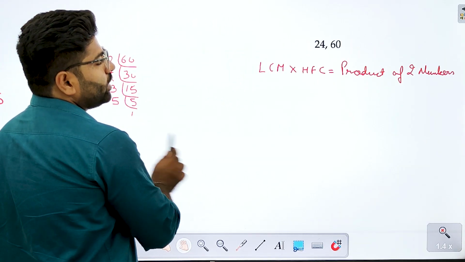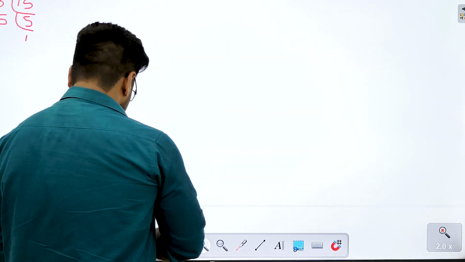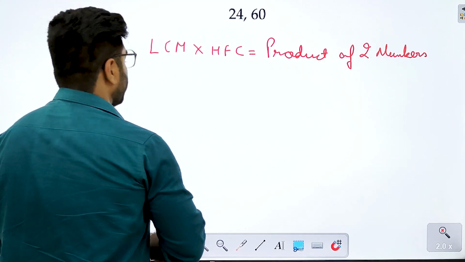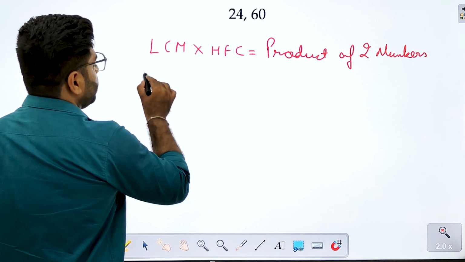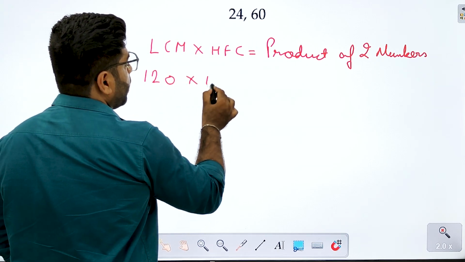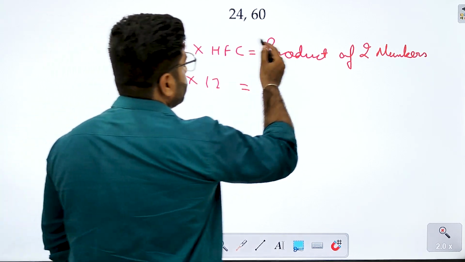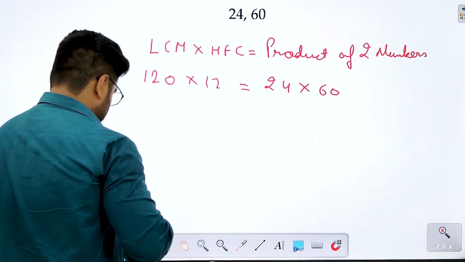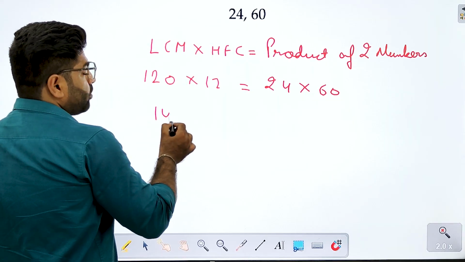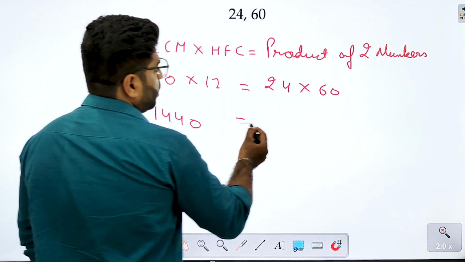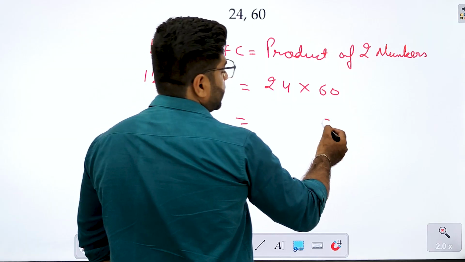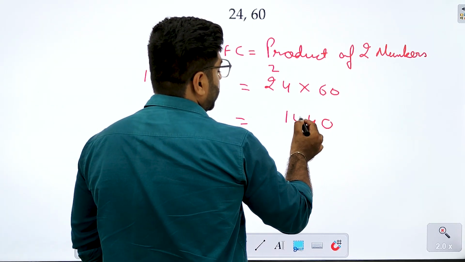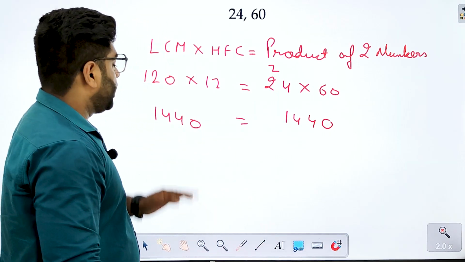So we are going to use this formula: the product of LCM and HCF is equal to the product of the two numbers. So LCM we have is 120, HCF we have is 12. Here we have two numbers, 24 and 60. So let's multiply. 12 12s are 144 and 0. Now we multiply these two numbers: 0, 6 4s are 24, 6 2s are 12, 13, 14. So we have the equal answer.